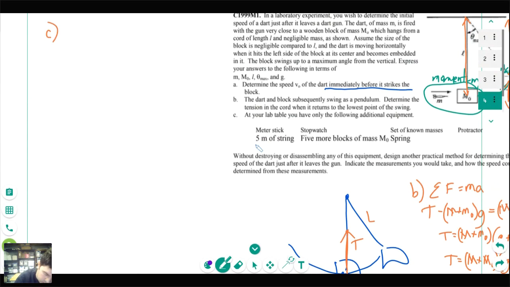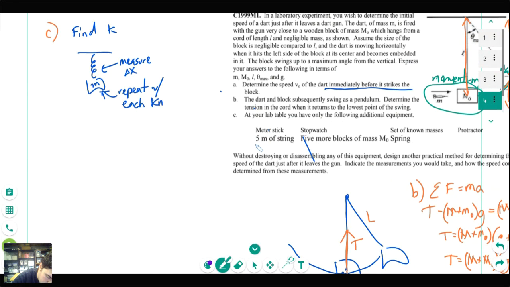My thought is, for this part, let me change colors here. We could find the k of the spring by hanging it vertically, putting some mass on it, measuring the change in x for each of the known masses. Do something like graphing force versus delta x. Linear graph, slope of it tells us k. So now we have the spring constant, and that would use the meter stick, the masses, and the spring.